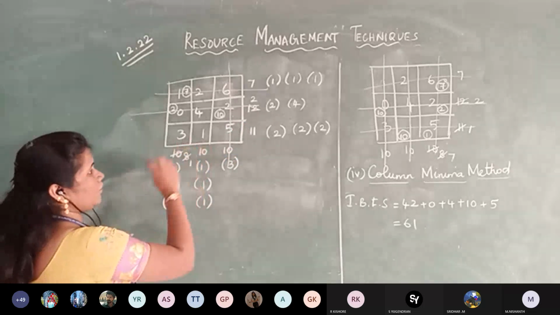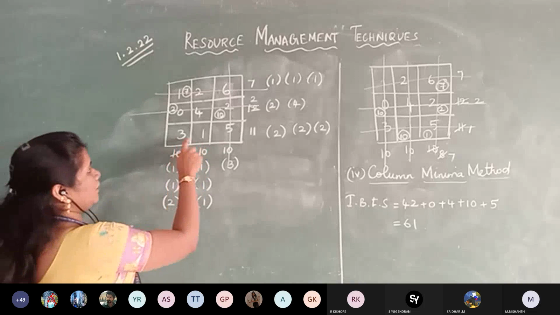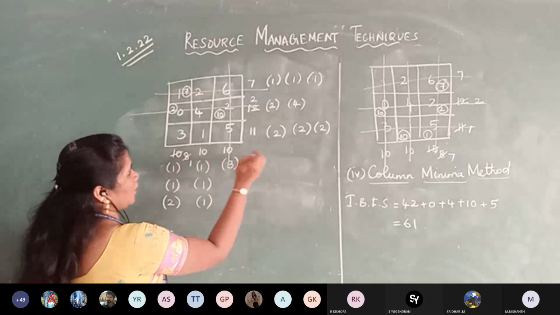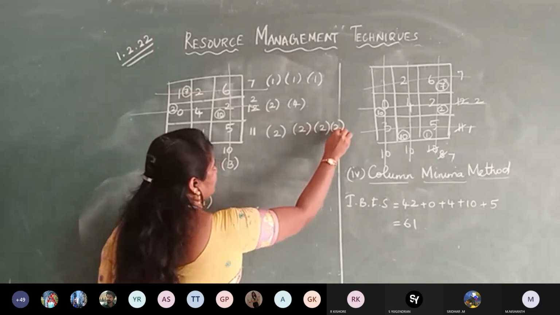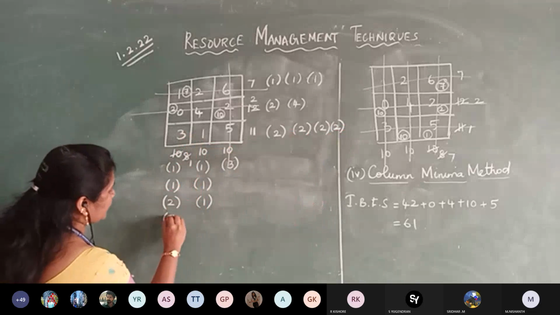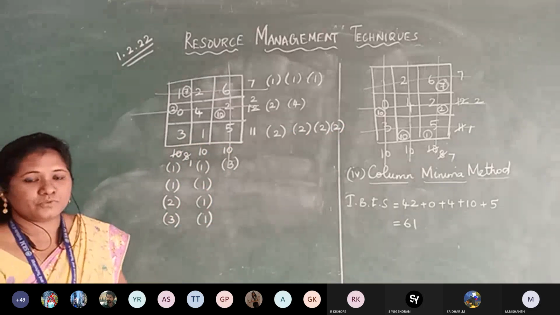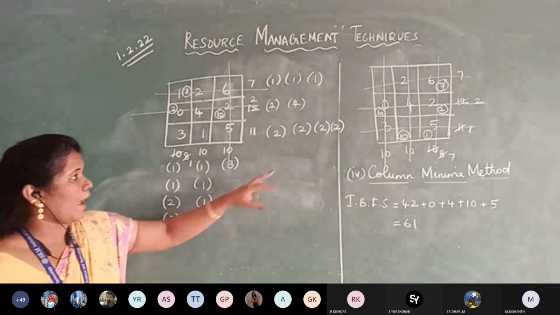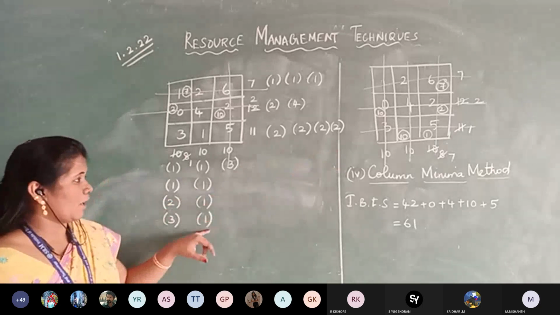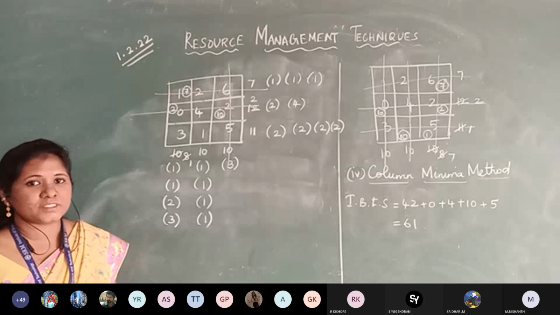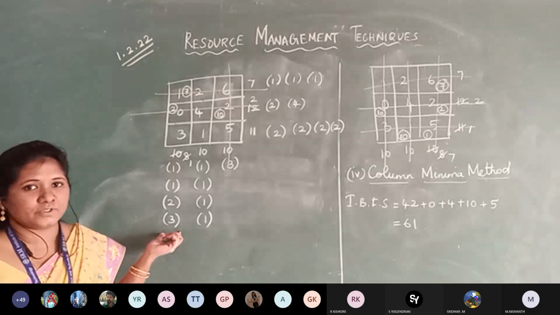Okay. So now find out again your difference. Only these two values are there. So 3 and 1, your difference will be 2. Here your difference will be 3. Here your difference will be 1. So we have got 3, 1 and 2. Which is your biggest difference here? 3 is your biggest difference.